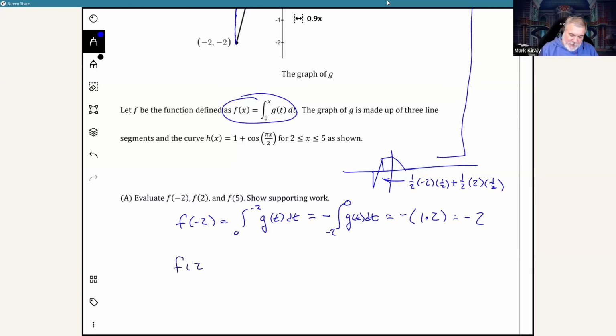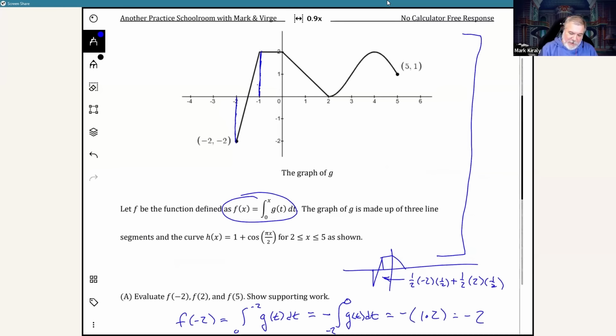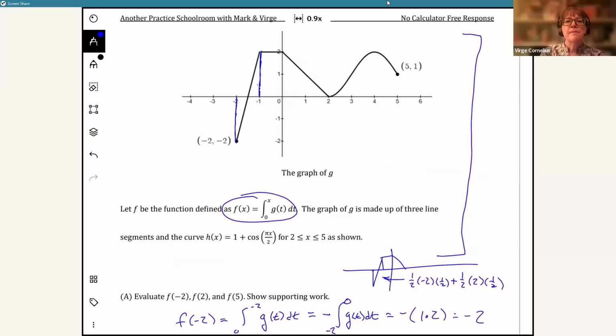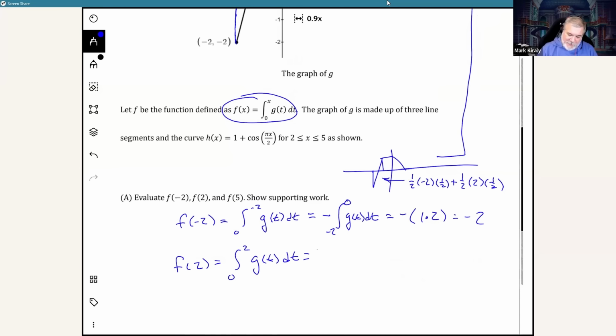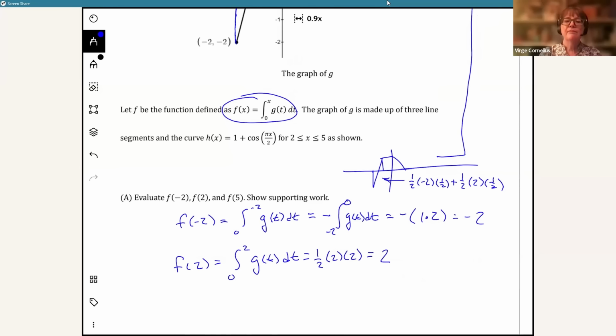And then f of 2. Now we're going to be doing a more traditional one because we're replacing that x with a 2. So I don't have to reverse my bounds at all. We're now doing this section right here from 0 to 2. And what shape is that, Virge? Another triangle. It's another right triangle. And everything's positive on this one. It's above the x-axis. We're going from left to right. And we get half of 2 times 2, which is 2. A lot of 2's running around in this problem.